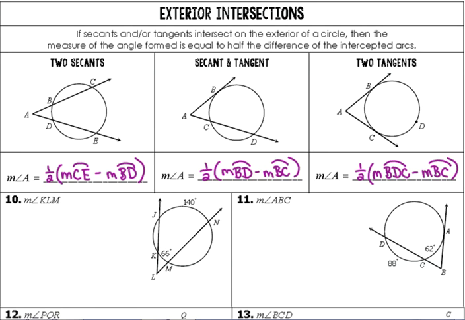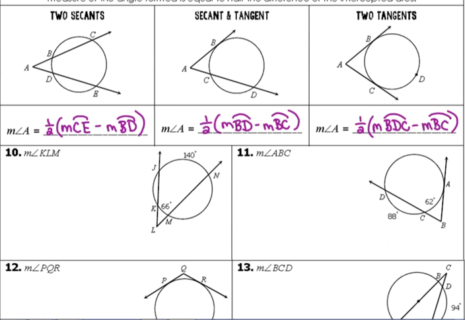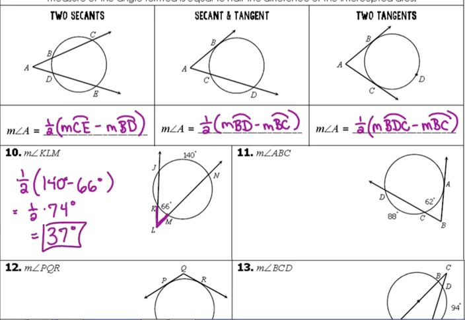Number 10, the measure of angle KLM. KLM is this little angle right here. So it is 1/2 of the bigger arc minus the smaller arc. That's 1/2 of 74 degrees, which is 37 degrees.